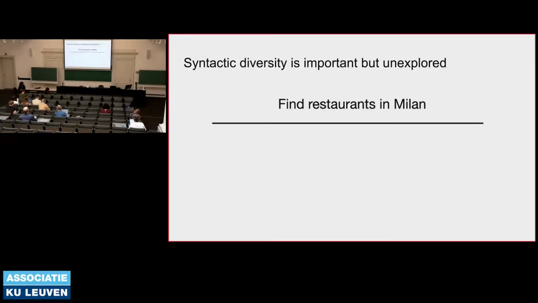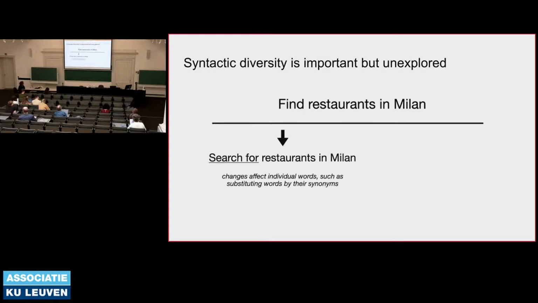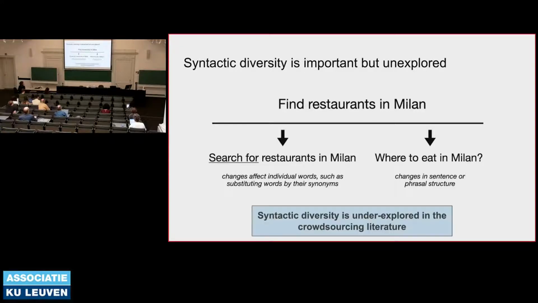Paraphrasing techniques generally rely on approaches that aim at introducing lexical and syntactic variations. Lexical variation refers to changes that affect individual words, while syntactic variation instead refers to changes in sentence or phrasal structure. While the development of techniques to introduce such variation is the focus of ongoing work in automatic paraphrasing, they are currently greatly underexplored in the crowdsourcing community.